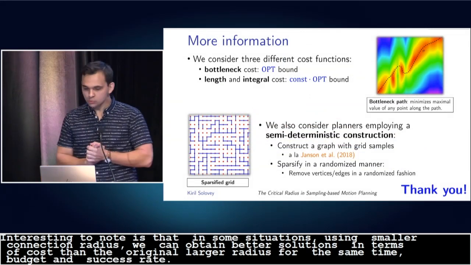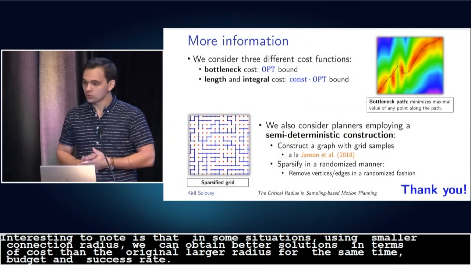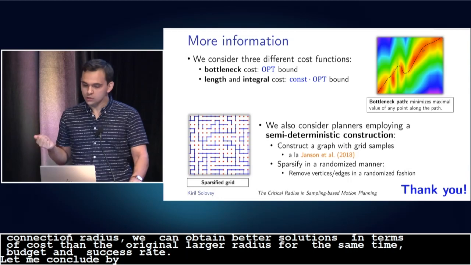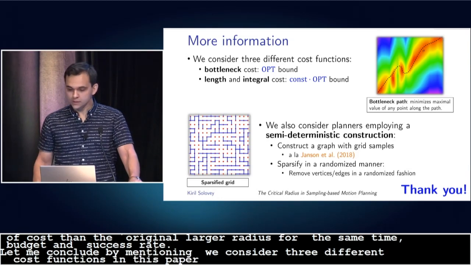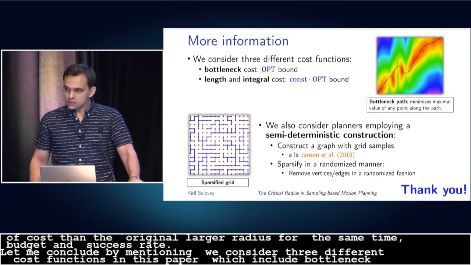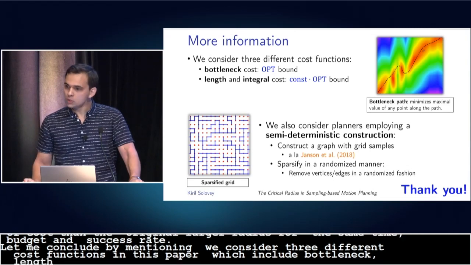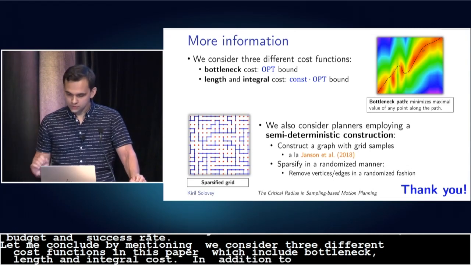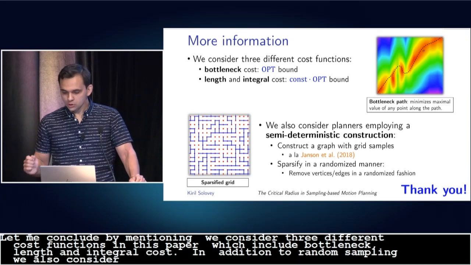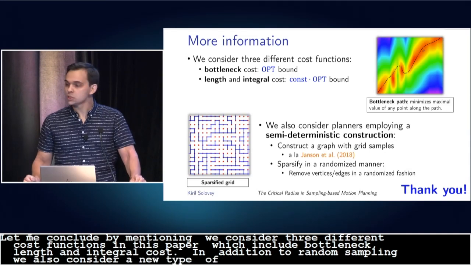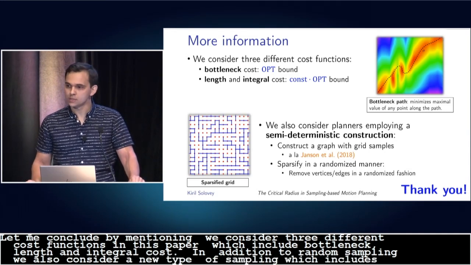Let me conclude by mentioning that we consider 3 different cost functions in this paper, which include bottleneck, length, and integral cost. And in addition to uniform random sampling, we also consider a new type of sampling, which includes grid graphs, which are then sparsified in a randomized manner.